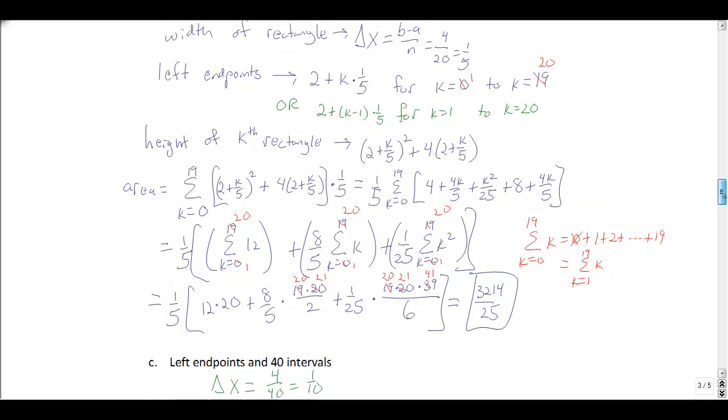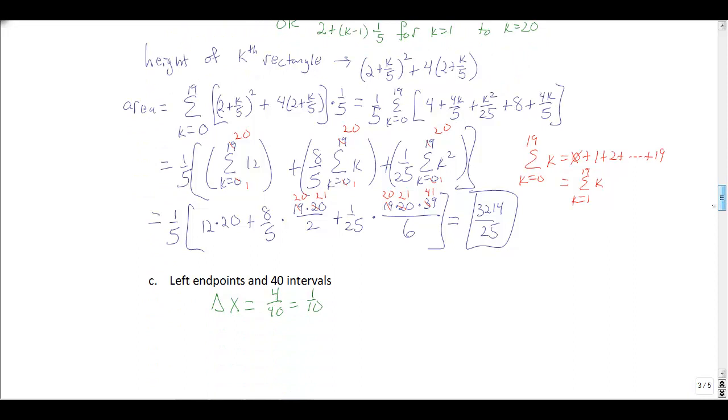Left endpoints. So our left endpoints. Now, just notationally here, these are going to be written a lot of times as maybe an xi. Or actually, I'm using k, so let's do this as x sub k. And what this is going to be is 2 plus essentially k times delta x, which in our case is 2 plus k times 1/10. Same thing as 2 plus k over 10.